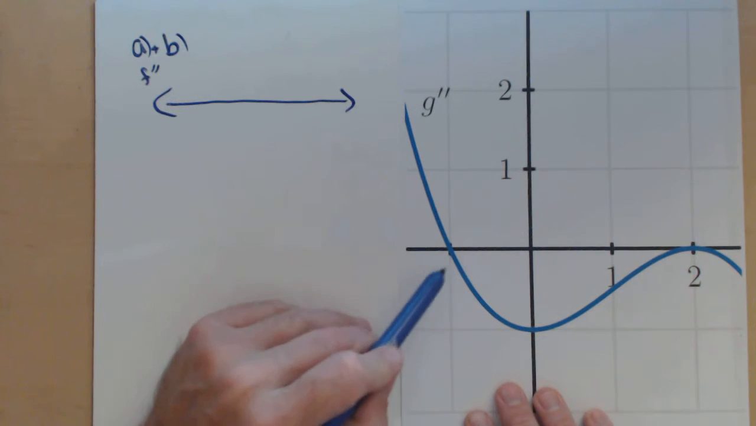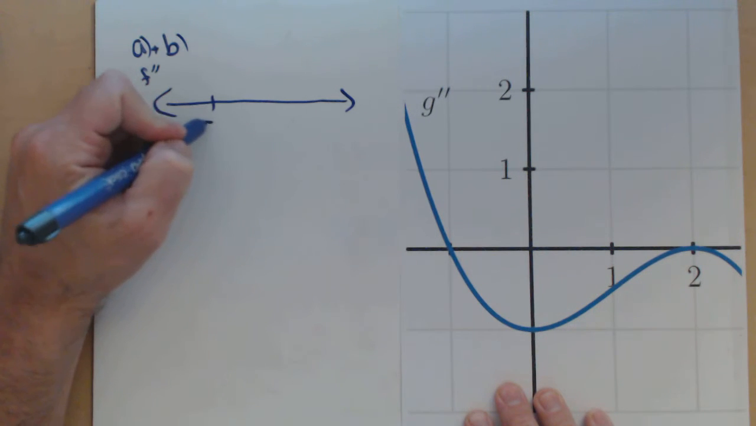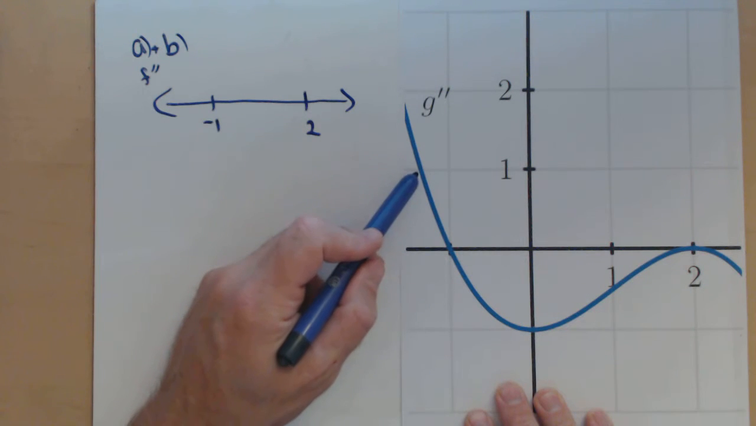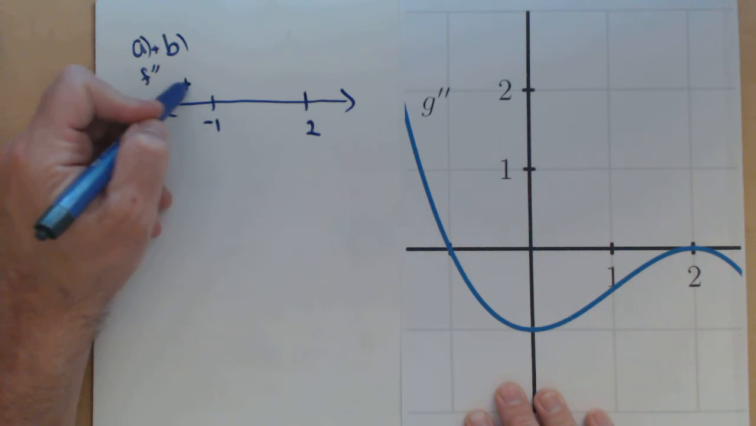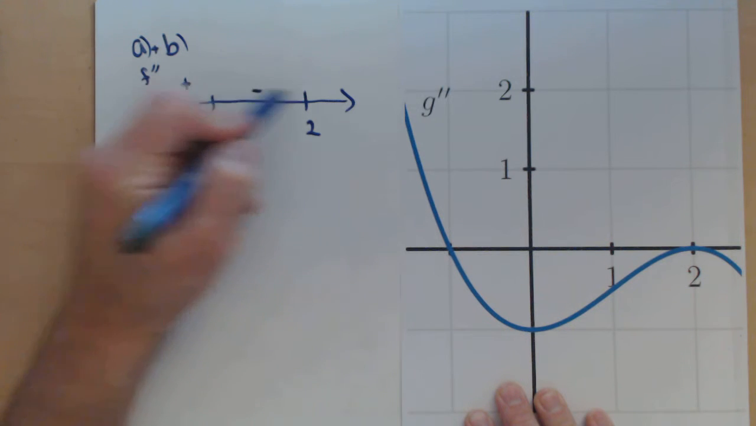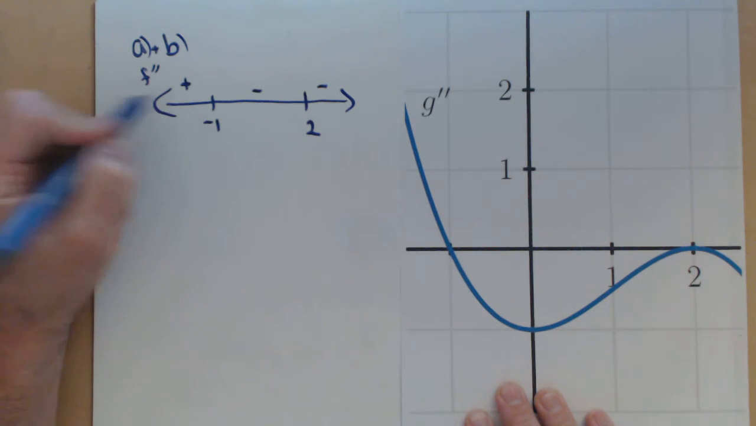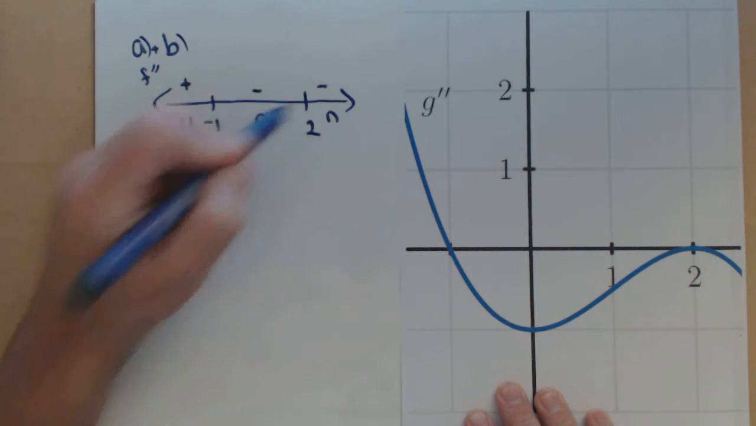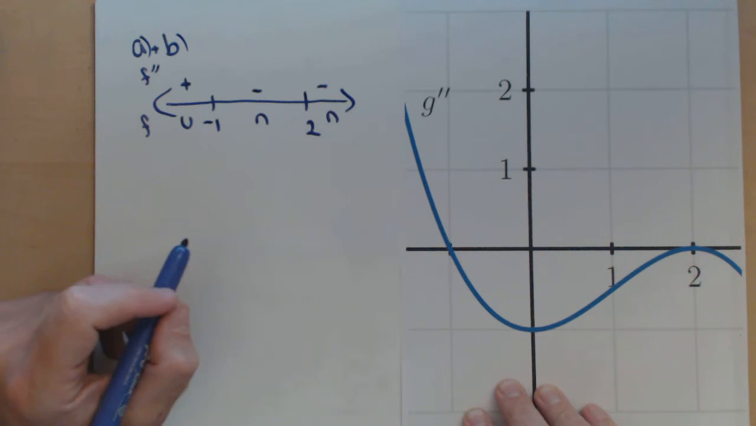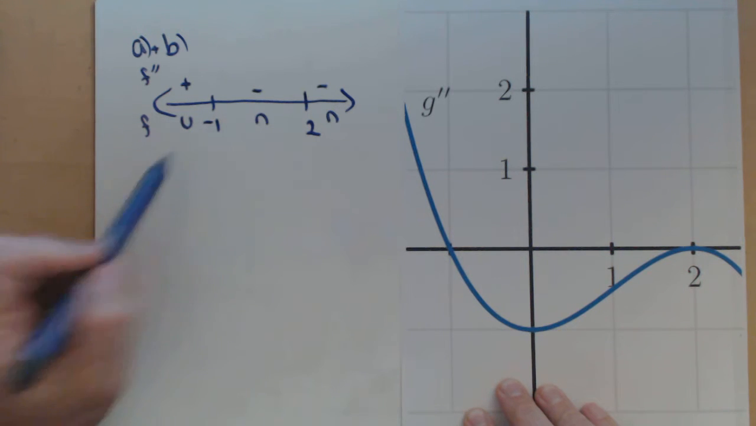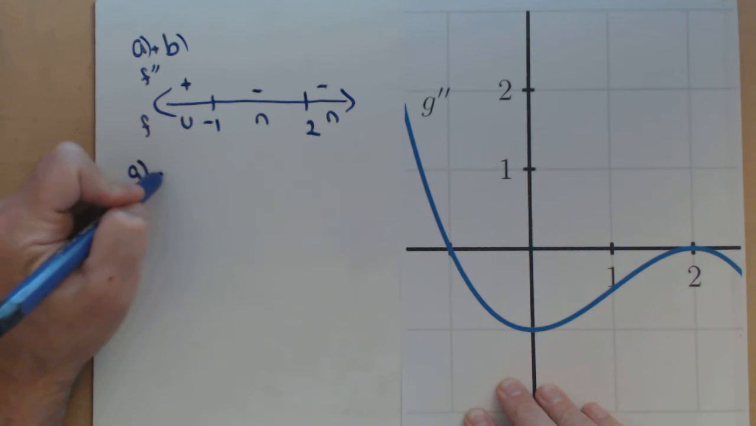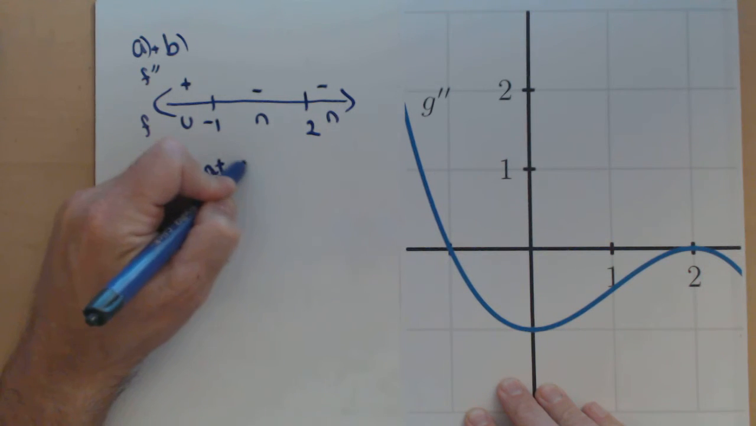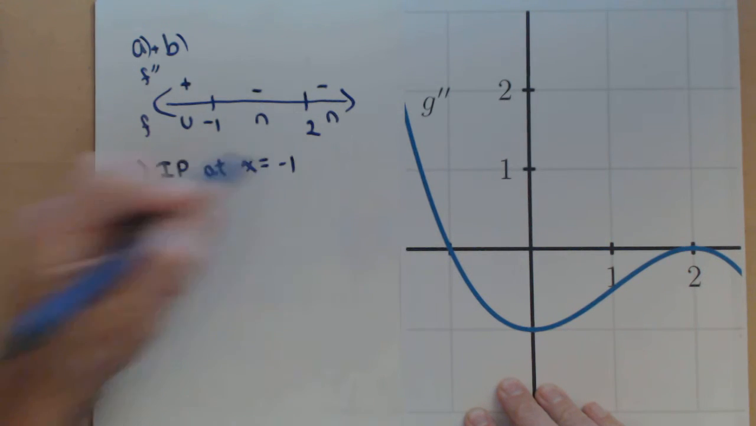Now our second derivative is 0 at -1 and at 2. Now we don't need to do test points because we can clearly see the graph goes plus, minus, minus. Now for our original graph, that means concave up, concave down, concave down. So we do have one inflection point, at x equals -1.